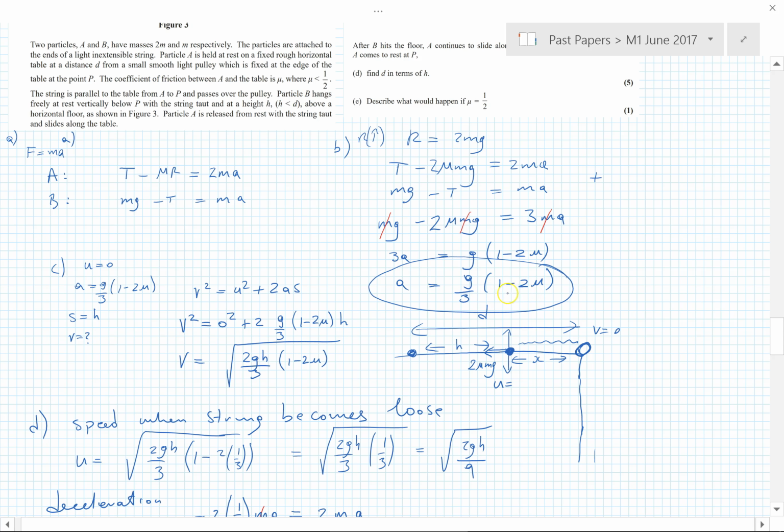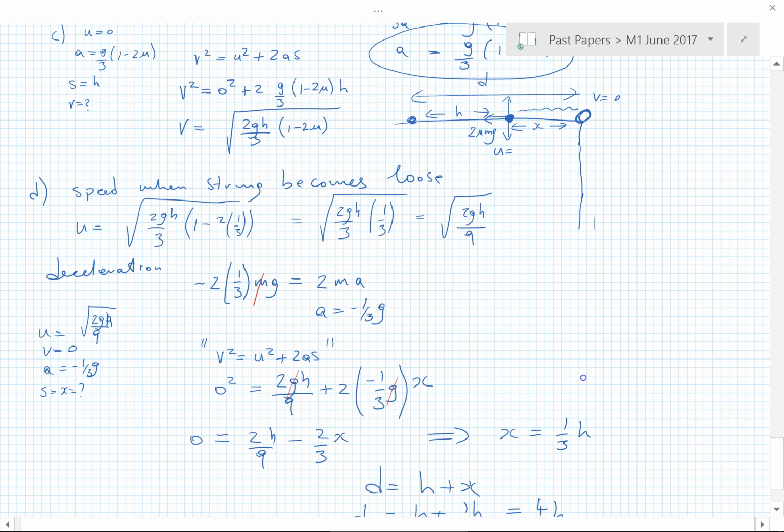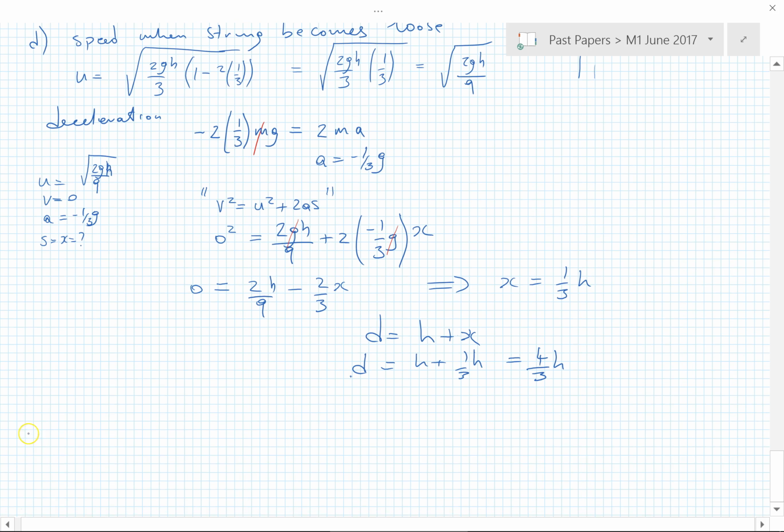if you put mu equals half in there, you get a is 0. And of course half is the smallest value where there is no acceleration. So we can just say that it's in limiting equilibrium. We don't have to say it's in limiting equilibrium, we can just say it doesn't move. The mark scheme gave it, that's probably the more precise answer, but the mark scheme says does not move. In fact, it won't move if mu is any greater than half.